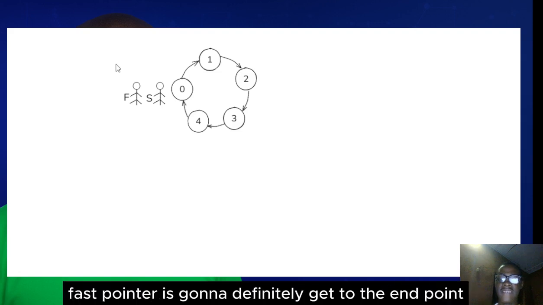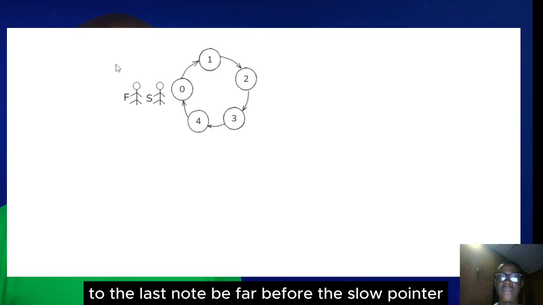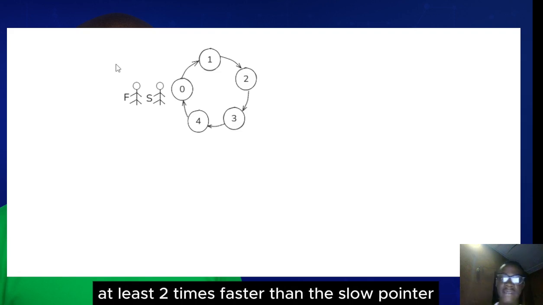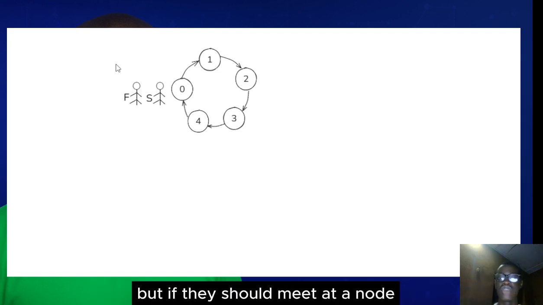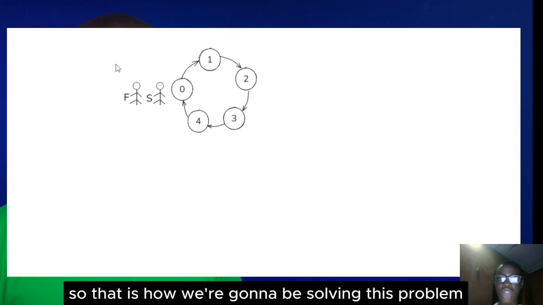The fast pointer is going to definitely get to the last node far before the slow pointer, at least 2 times faster than the slow pointer. But if they should meet at a node, definitely it is a circular linked list. So that is how we are going to be solving this problem.